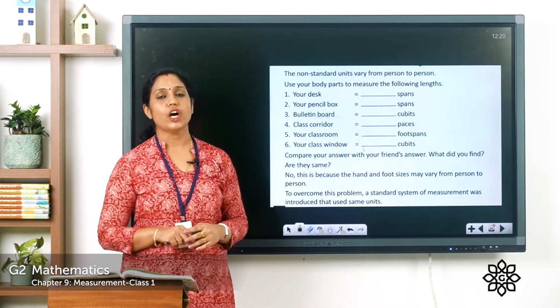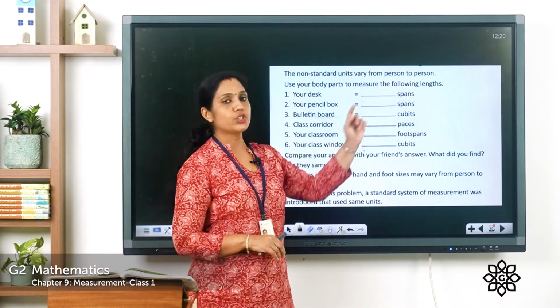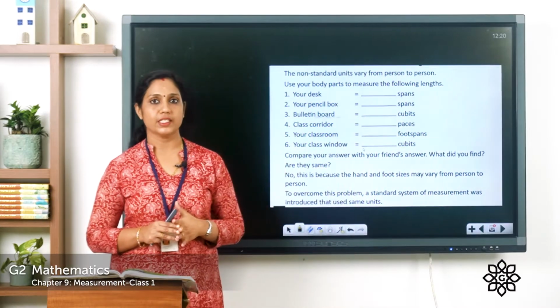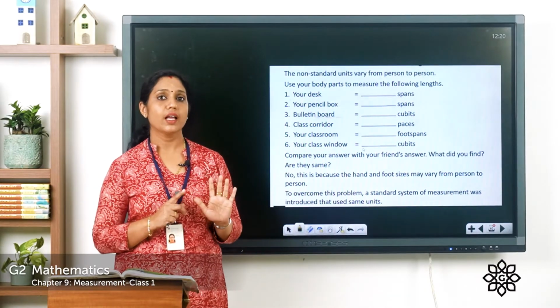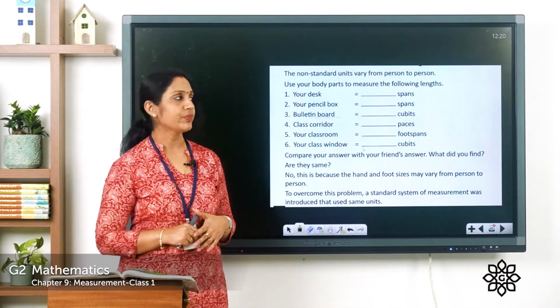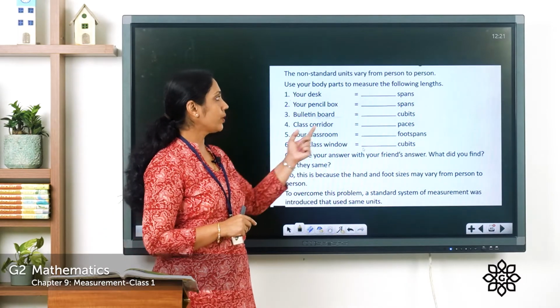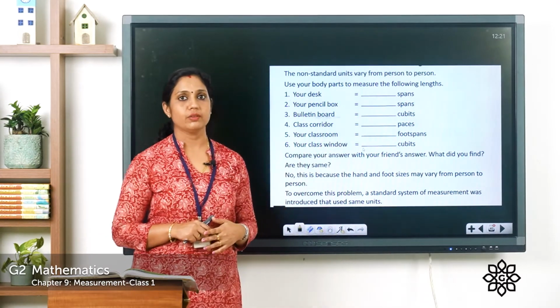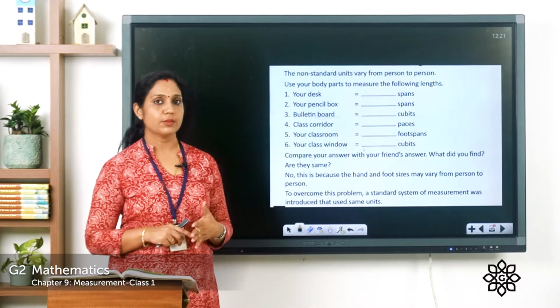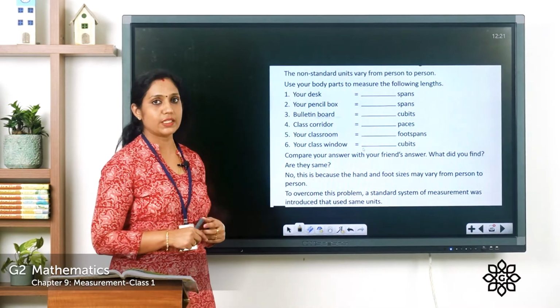First one, your desk. So your table you can measure, and how should you measure? You should measure using your spans. So span means from the thumb to the little finger. So measure how many spans you got. The second one, you have your pencil box, and that also you have to measure. Find out with your hand span how many spans you get about your pencil box.